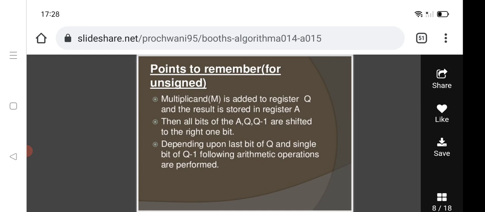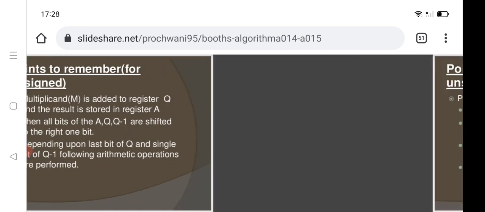Depending upon the last bit of Q and the single bit of Q minus 1, the following arithmetic operations are performed. So in the Q register, I need to consider my last bit of Q and the single bit Q minus 1. Based upon that, the following arithmetic operations we are going to consider.